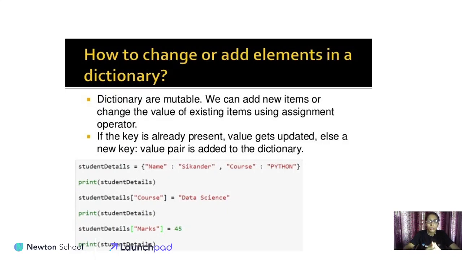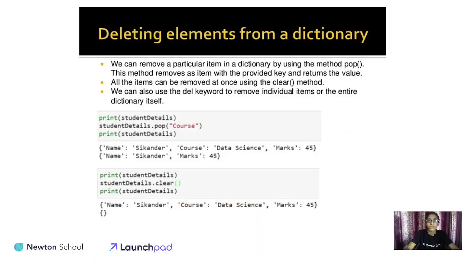There are types where dictionaries can be changed or added to with the assignment operator or with the key value operator. With the assignment operator we can add items, but if the key is already present, the value will get updated. Otherwise, a new key equals new value will be added to the dictionary. So we can add items or change the value of existing elements by using the assignment operator.